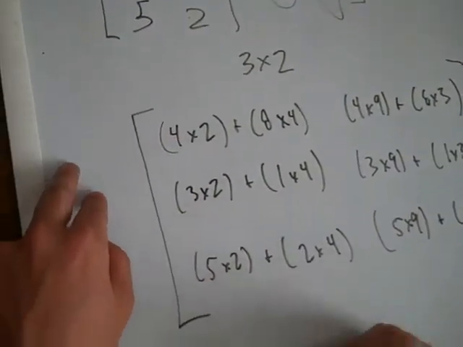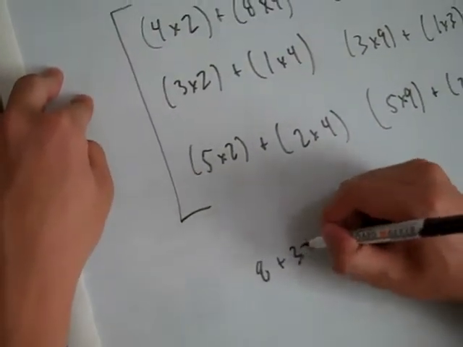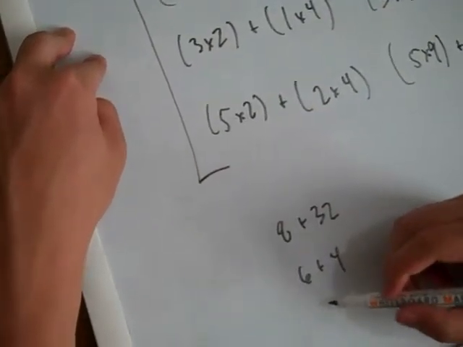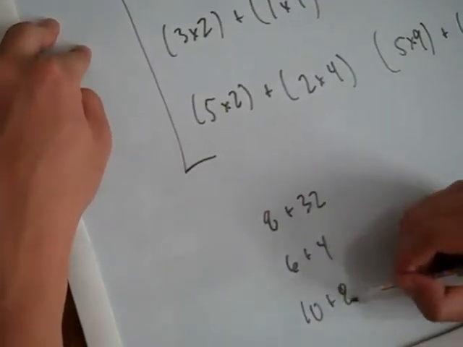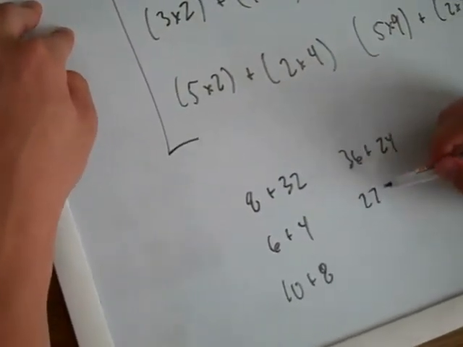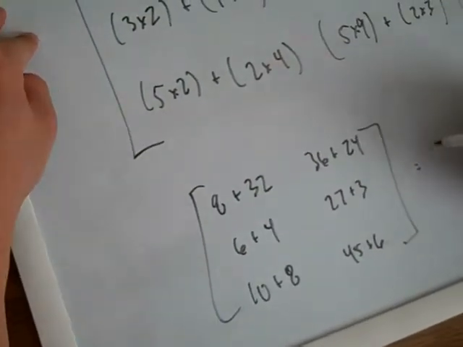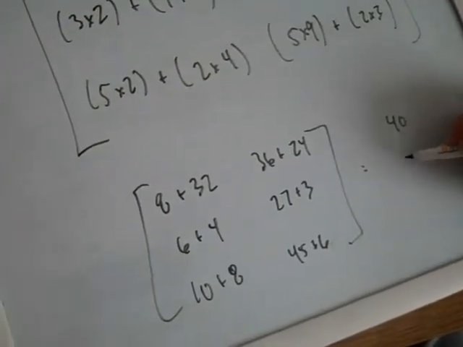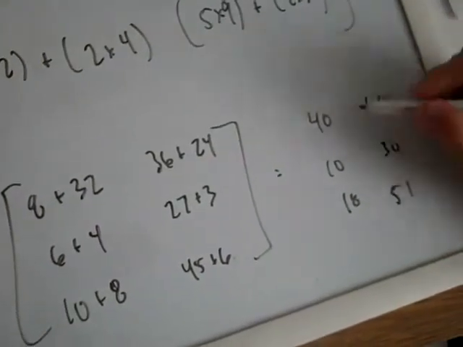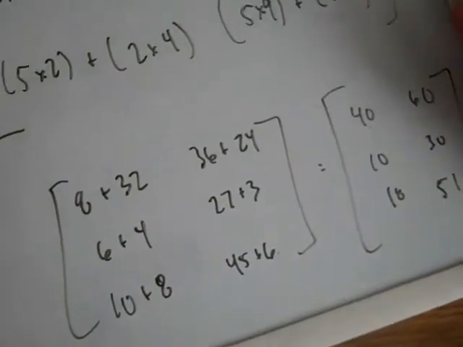And then you just simplify it. We get 8 plus 32, 6 plus 4, and 10 plus 8. This one is 36 plus 24, 27 plus 3, 45 plus 6, which ends up equaling 40, 10, 18, 60, 30, and 51. And that is your result and answer to multiplying this matrix problem.